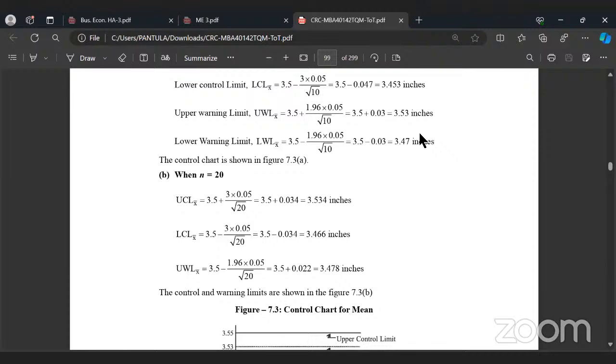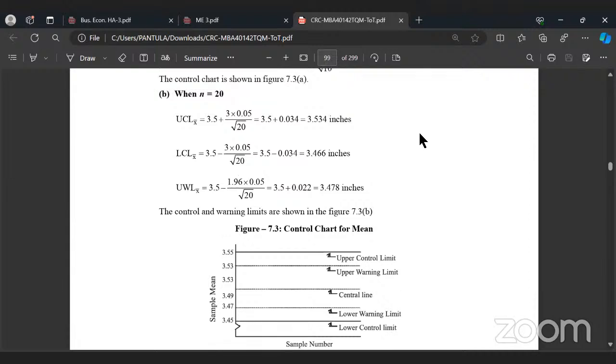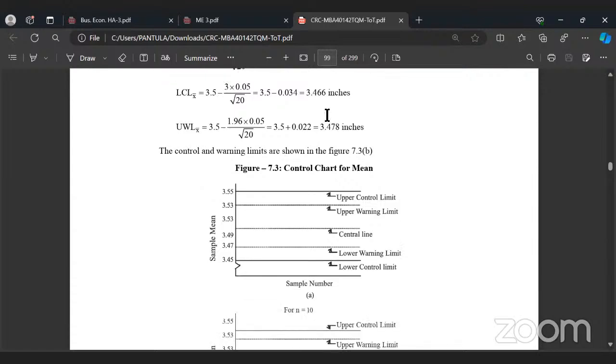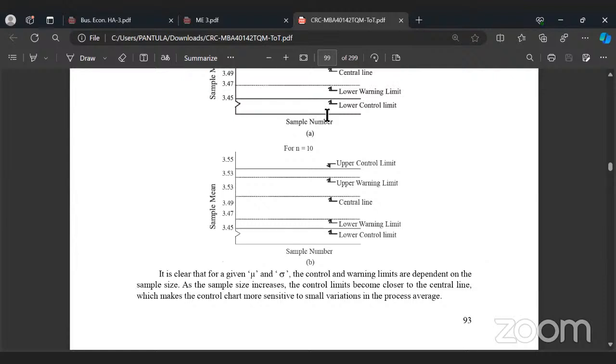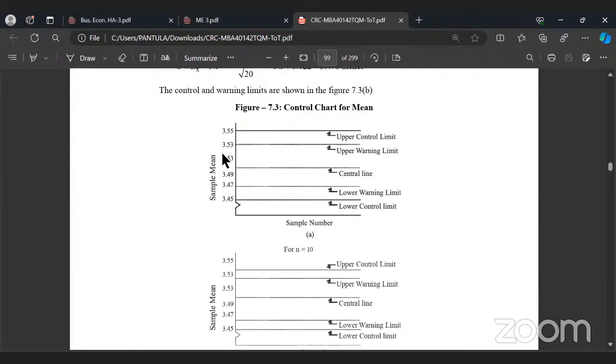This is for the sample size of 10 that we calculate, and for the sample size of 20 we calculate the same kind of thing, with 20 instead of 10 under the square root. Now for the sample, we go with the control chart. So 3.55 is the upper control limit, 3.53 is the upper warning limit, 3.5 is the central line, 3.47 is the lower warning limit, and 3.45 is the lower control limit. Simple.